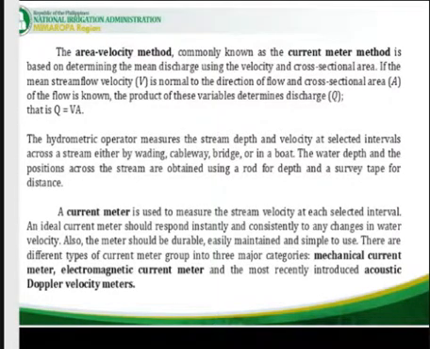There are different types of current meter grouped into three major categories, which are the mechanical current meter, electromagnetic current meter, and the most recently introduced, which is the acoustic Doppler velocity meters.